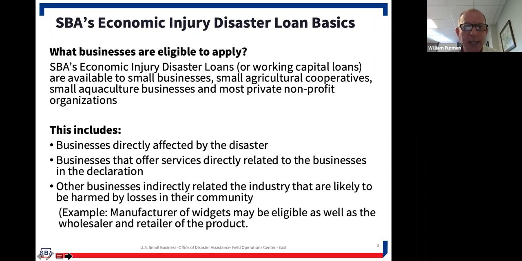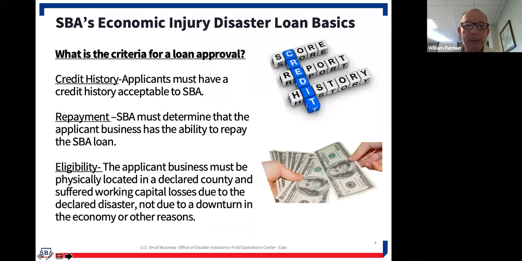So with that said, let's go to the next slide. This is going to be SBA's Economic Injury Disaster Loan Basics. So what is the criteria for loan approval? Loan approval is tied to really three things. Your credit history, and SBA does not look at credit history like other businesses or other banks. SBA looks at your credit history overall. We do not use a credit score.